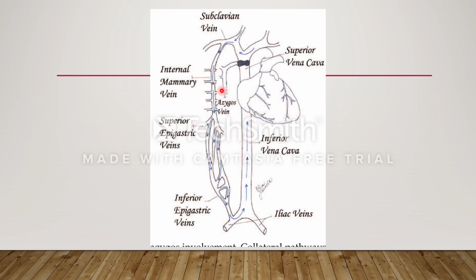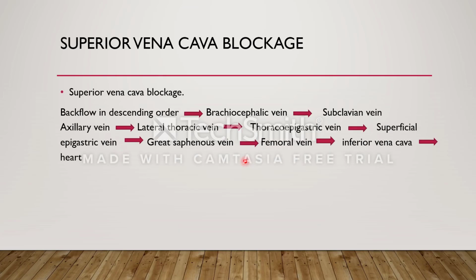Through this thoracoepigastric vein, the deoxygenated blood will go into the superior epigastric, then the inferior epigastric vein, and then it will come into the external iliac vein. Through the external iliac vein, it comes into the common iliac vein and then into the inferior vena cava. So this is the superior vena cava blockage. So blood flows back, backflow in the descending order.